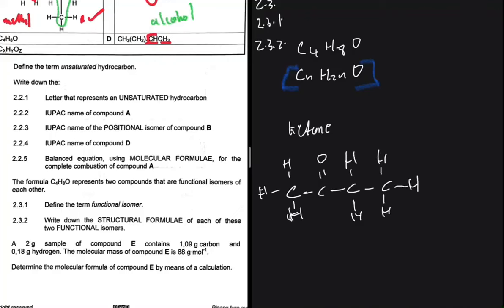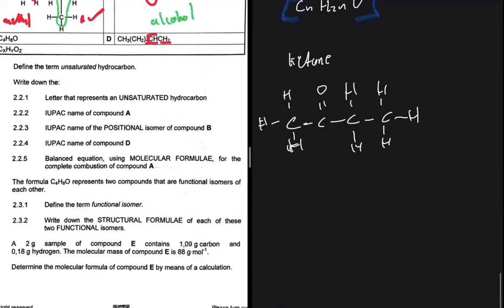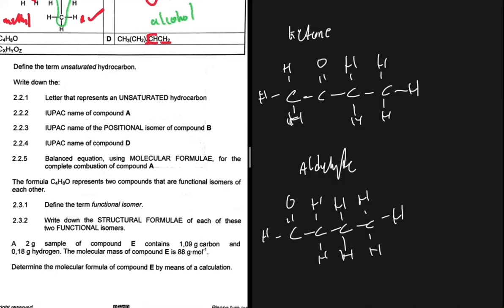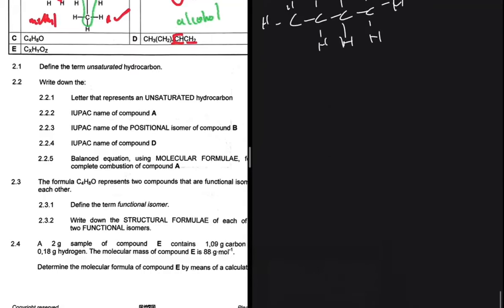Now we just need to draw the aldehyde. For the aldehyde, we're going to have 1, 2, 3, 4. And then the only difference now is that we have to put the double bond oxygen at the end. If we put it at the end, it's no longer a ketone, but it is now an aldehyde. So there we go, hydrogen. And just like that, we have answered 2.3.2. We have our ketone there and our aldehyde. The last question, 2.4.